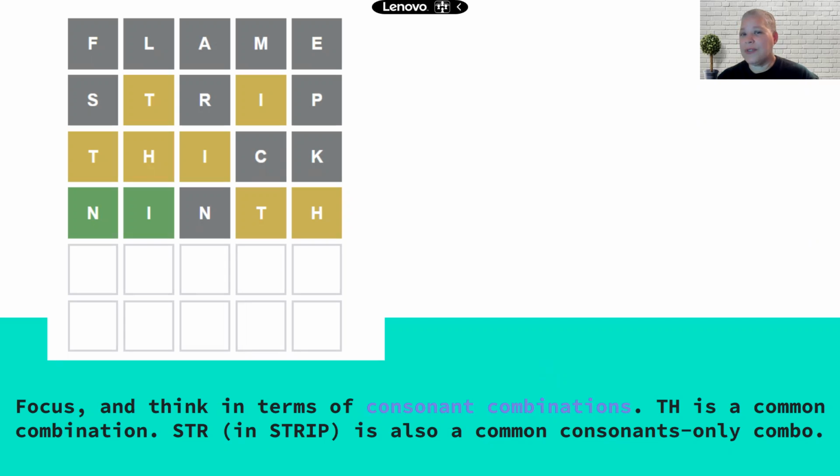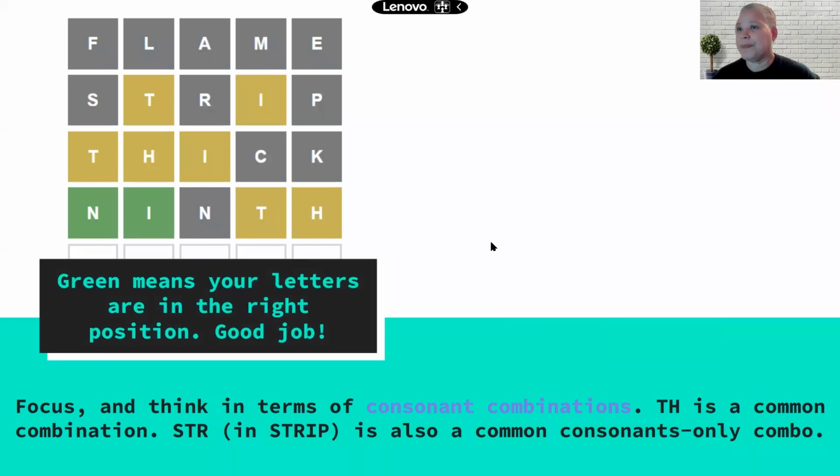So I want to give you a tip from my experience. I think in terms of consonant combinations as I'm going. So when I tried thick, I was thinking of the TH combination. That's pretty common, right? Because it wasn't in the front of the word, it didn't start with TH, that's wrong. I said, let me try and think of a word that ends in TH. That's why I came to ninth. That's why I decided to try that.